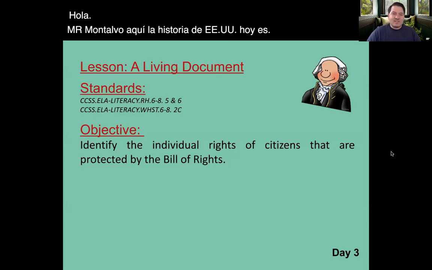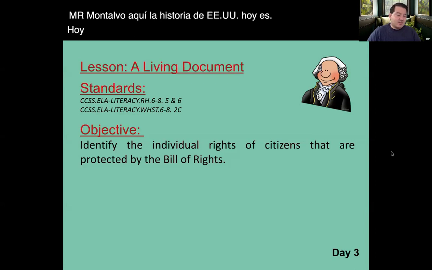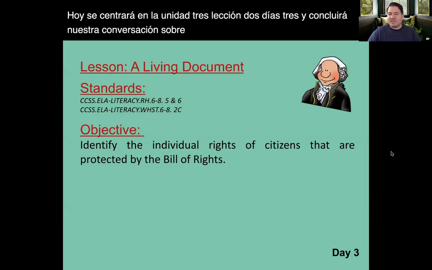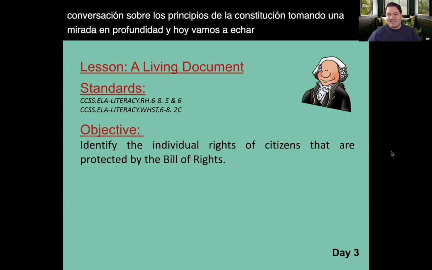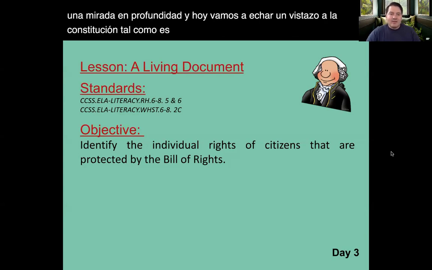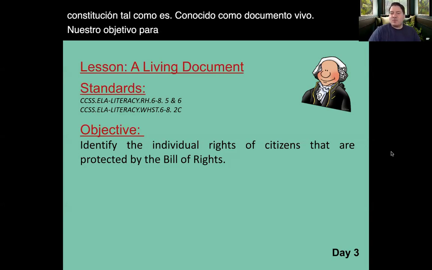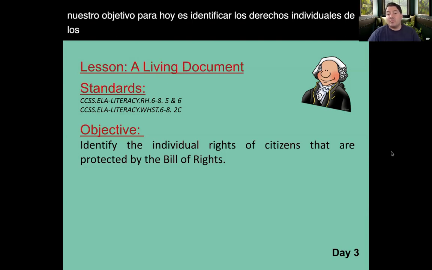Today we'll be focusing on Unit 3, Lesson 2, Day 3, and wrapping up our conversation on the principles of the Constitution, taking an in-depth look. Today we're going to take a look at the Constitution as what it's known as a living document. Our objective for today is to identify the individual rights of citizens that are protected by the Bill of Rights, a very important portion of the Constitution.